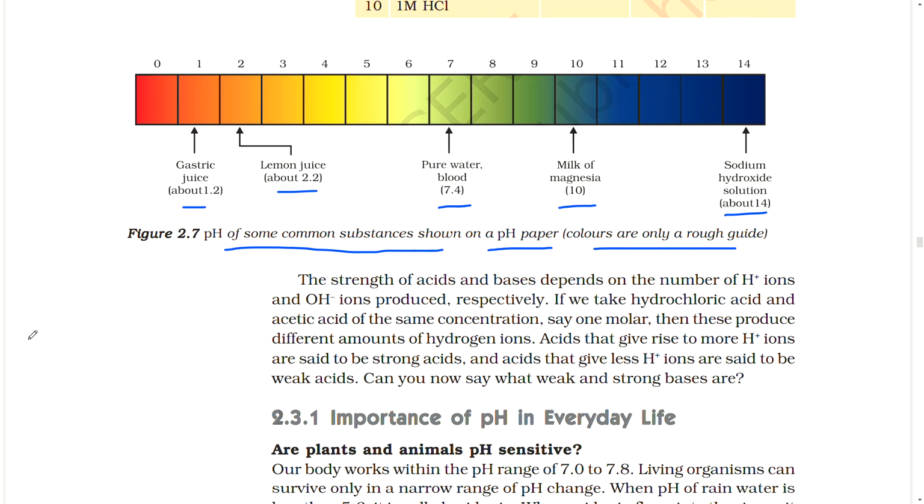The strength of acids and bases depends on the number of H+ ions and OH- ions produced respectively. If we take hydrochloric acid and acetic acid of the same concentration, say 1 molar, then these produce different amounts of hydrogen ions. Acids that give rise to more H+ ions are said to be strong acids, and acids that give less H+ ions are said to be weak acids. Can you now say what weak and strong bases are? Comment this.